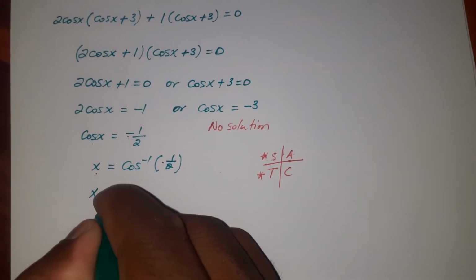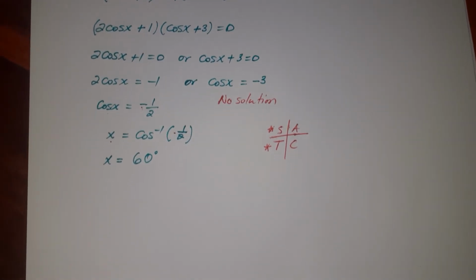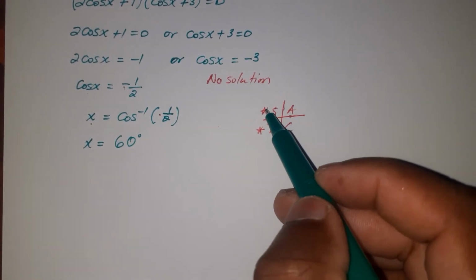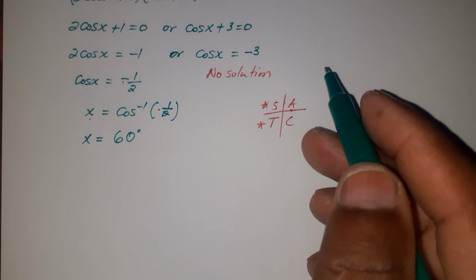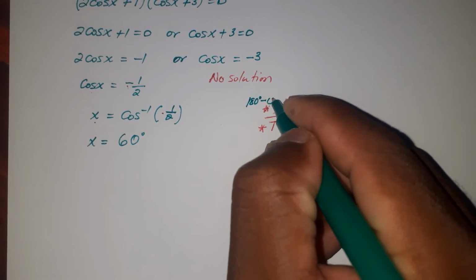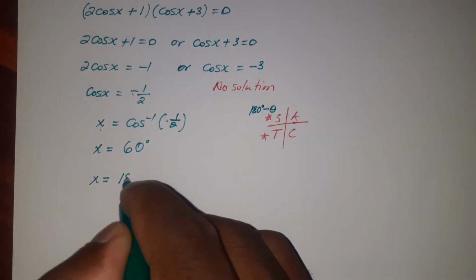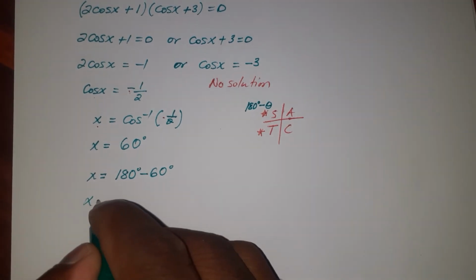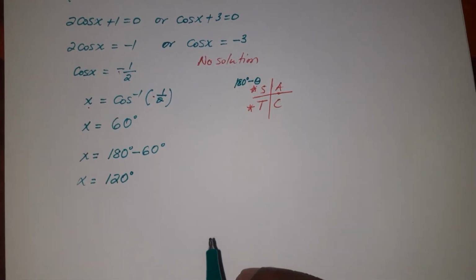Therefore, our x here is equal to, if you do that on a calculator, you should get 60. Now what you can see that 60 is in the first quadrant, but our answer should be in the second and the third. So to get our answer in the second quadrant, we know that we should take 180 minus the angle. So we are going to write x equals to 180 minus 60 to give us 120. So that is the first answer.